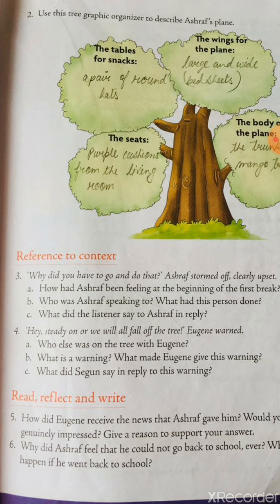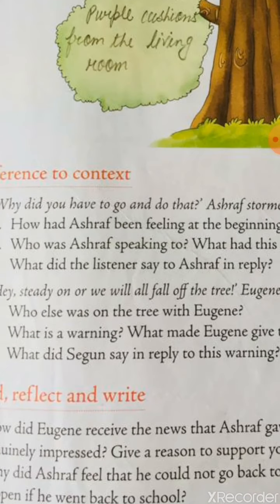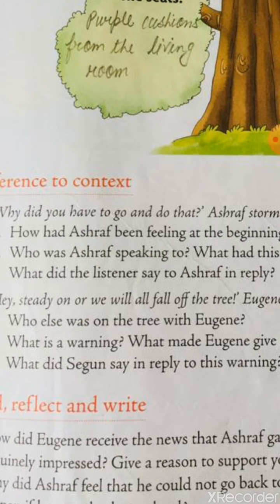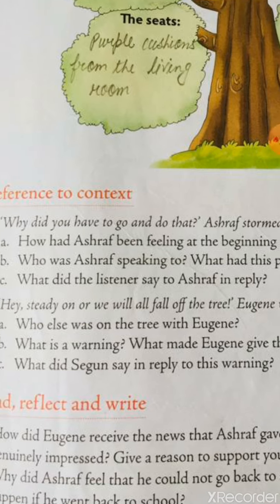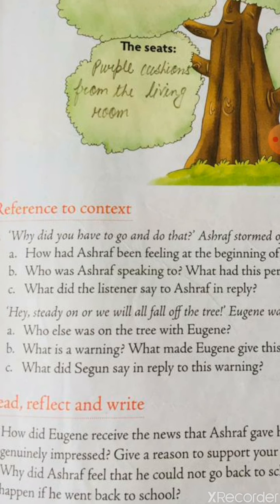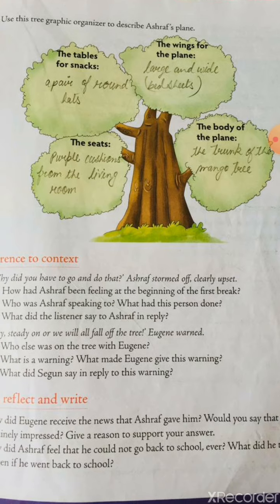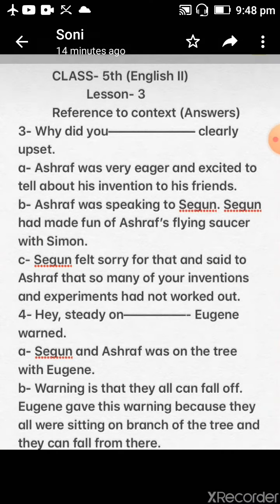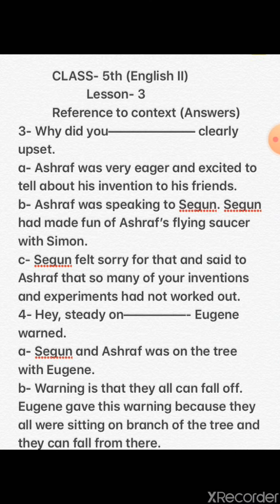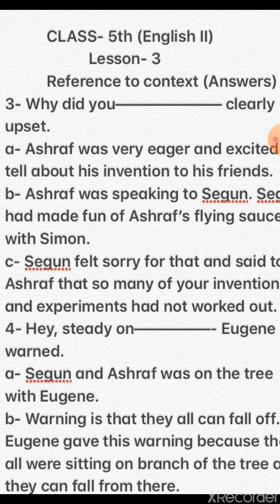Question number 1, who else was on the tree with Eugene? So we can clearly write the answer that Ashraf and Sagan were there. They were there with Eugene on that tree. Come to the answer here. Sagan and Ashraf were on the tree with Eugene. This is your answer number 1.